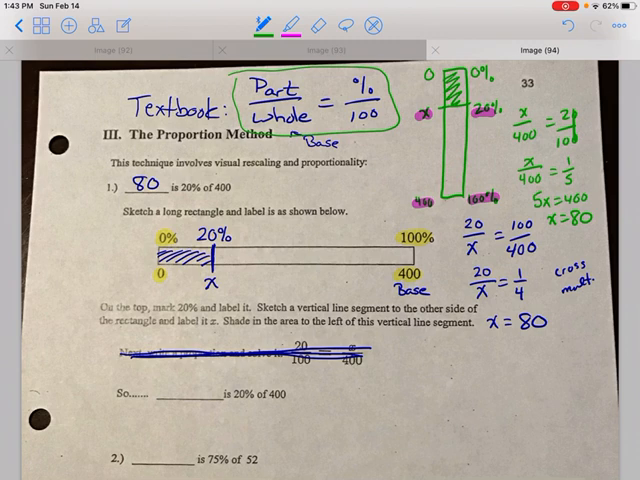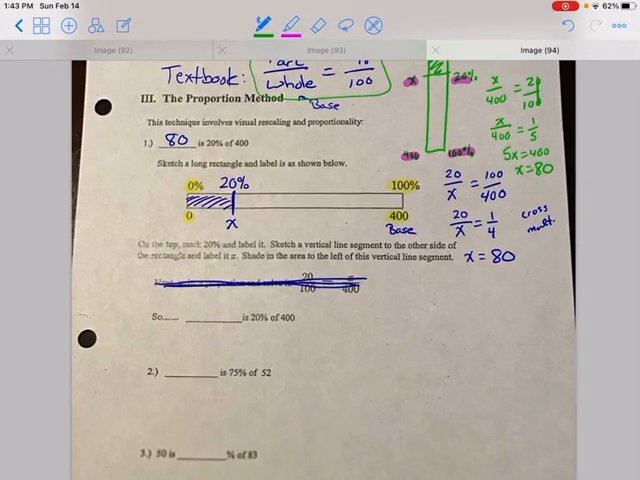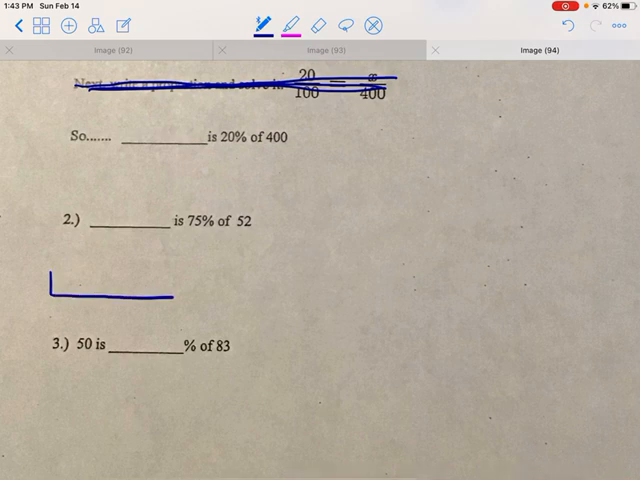They are the same thing. You'll note that the cross products end up being the same. So you can pick how you want to turn your rectangle. All right, so let's try another one. For number 2, I have blank is 75% of 52. All right, so I'm going to draw my rectangle.